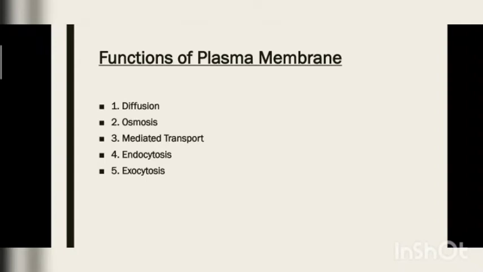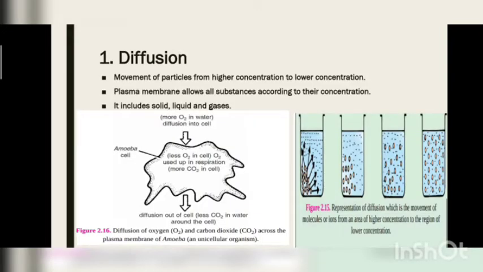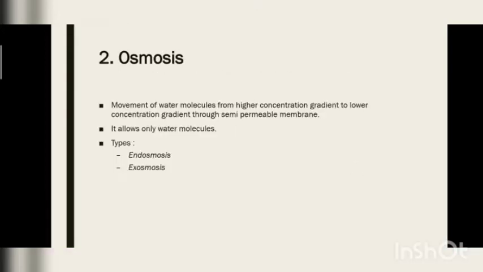Diffusion, osmosis, mediated transport, endocytosis, exocytosis. These are the main functions of the plasma membrane. We have seen one by one about diffusion, how substances which are outside of the cell are allowed to go inside, and how the substances inside go outside with the help of diffusion and osmosis.